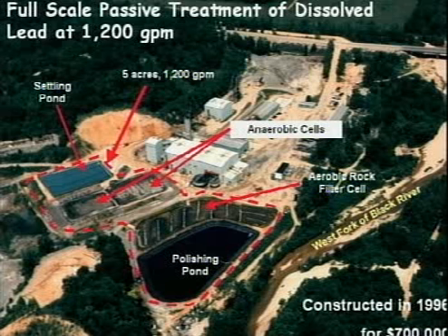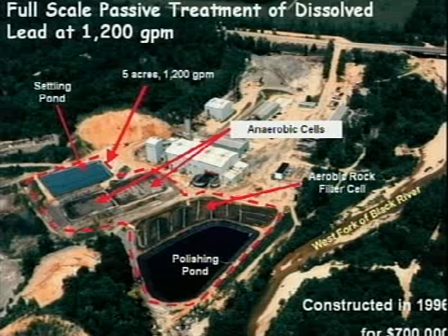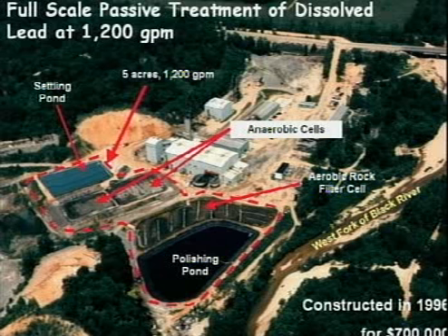The operating cost for this system is about 4 cents per 1,000 gallons. The active treatment alternative was at least $1 million to construct and $1 million a year to operate. So this thing paid for itself very, very quickly.